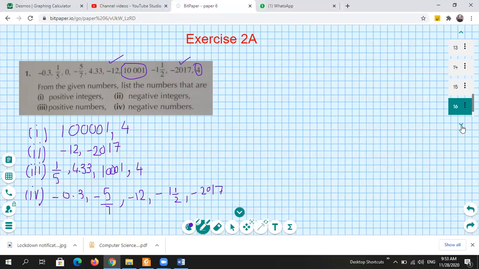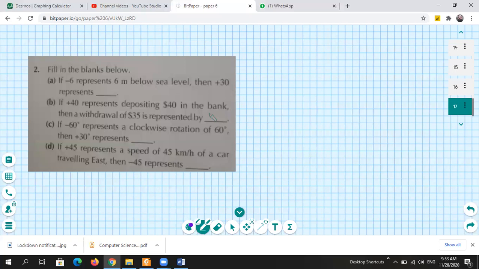So moving towards the next question. Question number 2, the statement is fill in the blanks below. Part A, if minus 6 represents 6 meters below sea level, then positive 30 represents, suppose this is the sea level, where is the surface of the sea. So below it, the numbers are negative, and above it, numbers are positive. So if I say minus 6 is below the sea level, then positive 30 must be above sea level. Clear? So I'm writing here.